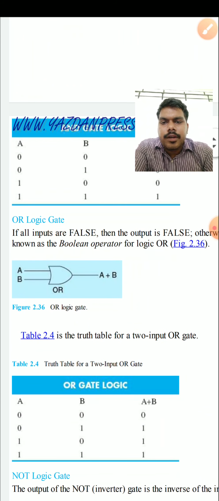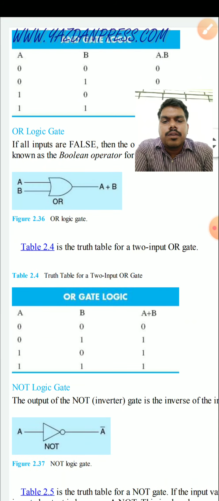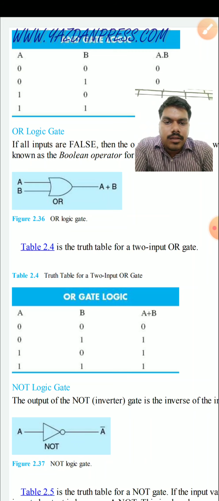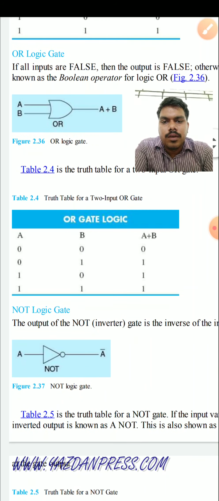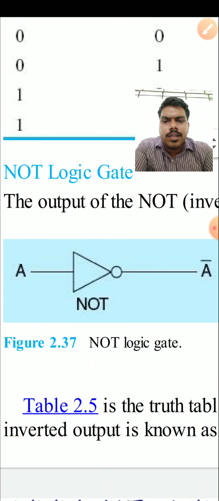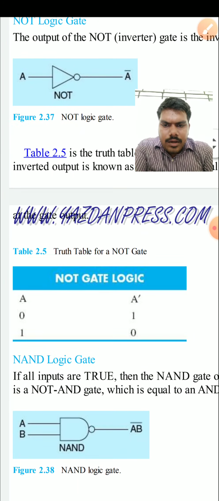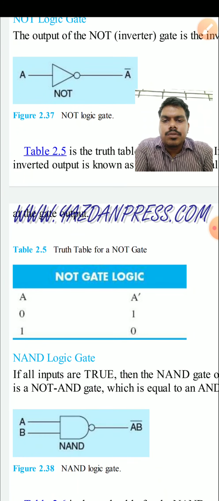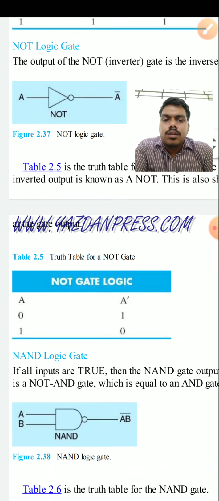The OR logic gate is also used here. It is also like the addition of A and B. If any one of the inputs is high, then the output will also be high. If both the inputs are low, then the output will be low. NOT gate, its representation is like that. If the input is 0, then its output will be high. If the input is high, then the output will be low.